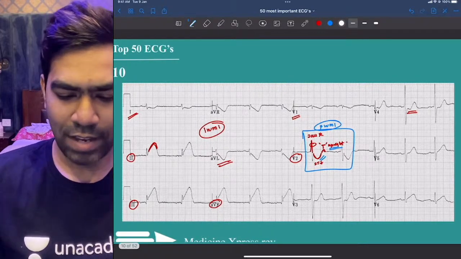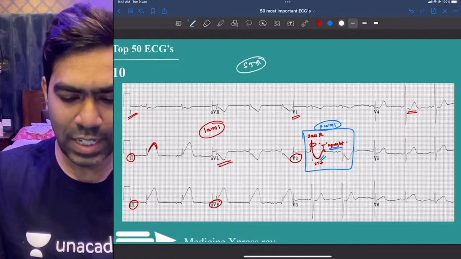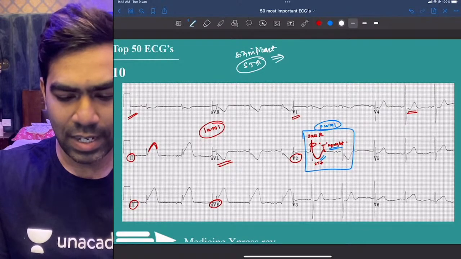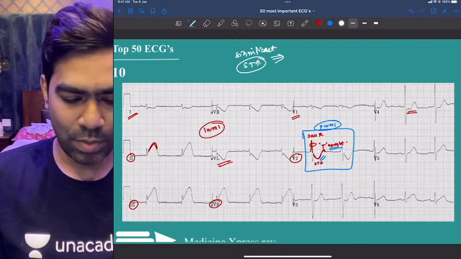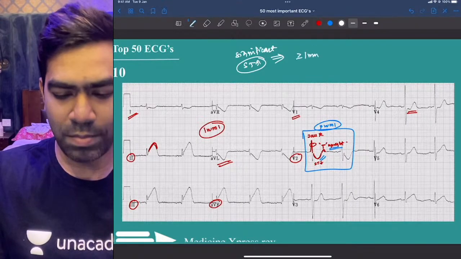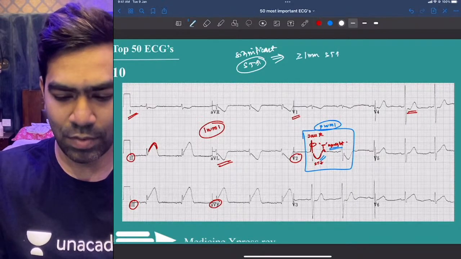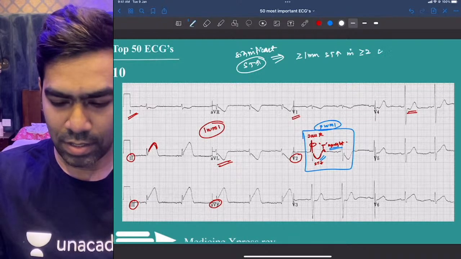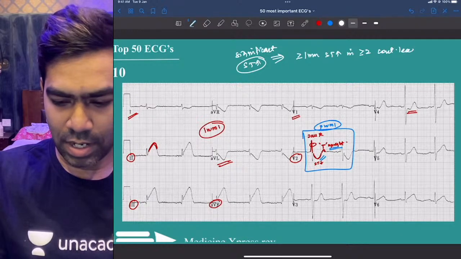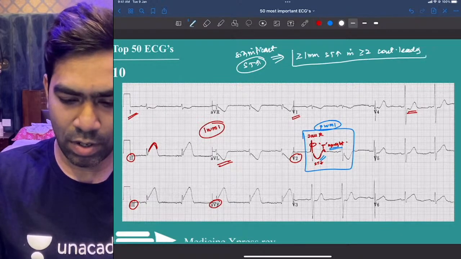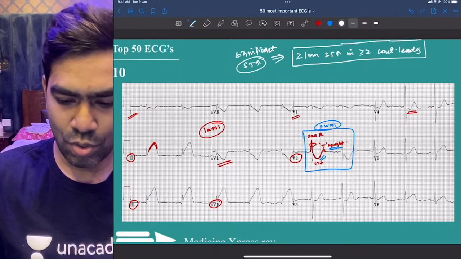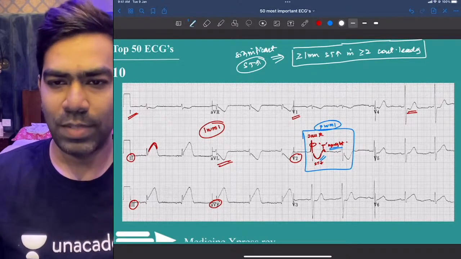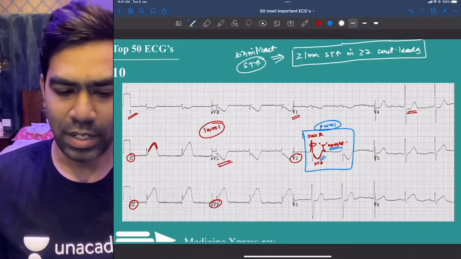But before that, what is the definition of ST segment elevation? What is the definition of significant ST segment elevation? When will you call it a significant ST segment elevation? So remember, number one, you should have at least 1 millimeter of ST segment elevation in at least 2 anatomically contiguous leads. So anatomically contiguous means either in the precordial leads or it could be in the limb leads also.